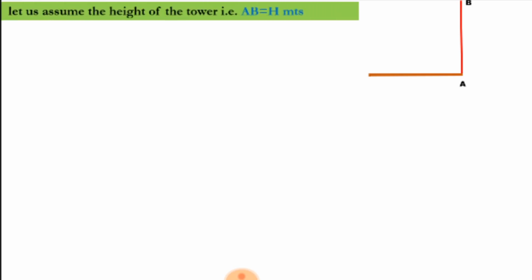Now let us draw the rough diagram for the given information. A road is there. Now AB is the height of the cell tower, and assume this height as h meters. On the other side of the road we consider a point C, the first position of the observer. From that point C, the observer is observing with an angle of elevation of 60 degrees. Now let us assume the width of the road, that is CA, equals x meters.